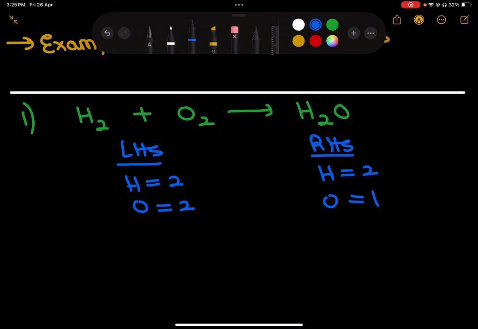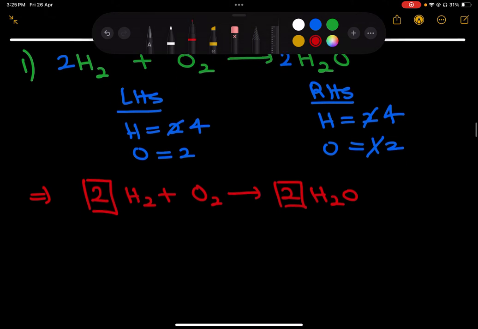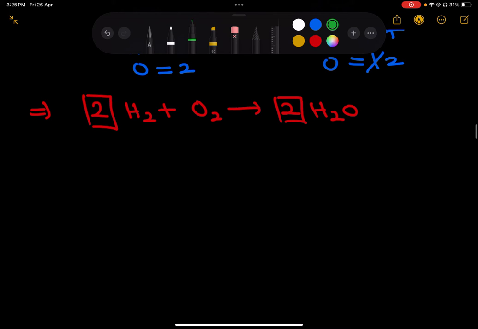So here we have to put a 2 for that, right? So we'll get 2 oxygens, but we'll get 4 hydrogens. So now oxygens are balanced, hydrogens are not. So we'll have to place a 2 here so that the hydrogens will also be balanced. So finally, we can write the reaction as 2H2 plus O2 gives 2H2O. Okay, I hope that's clear. Yeah, so let's move on to the second one.